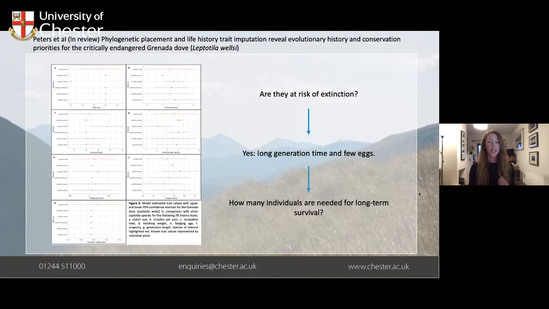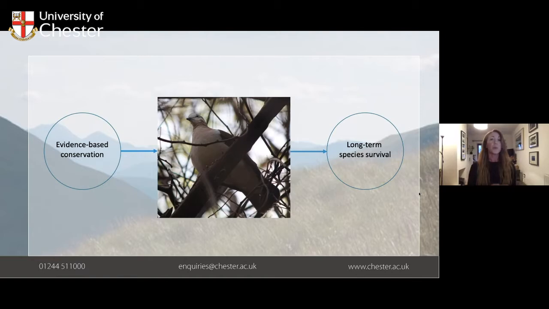So what we want to do next, and she's going to be doing this with a population viability analysis, is say how many individuals are needed for long-term survival of this species. And that way we can set an aim for how to conserve this species in partnership with the Granada Forestry Department. So we're creating evidence-based conservation, which has a much higher chance of creating long-term species survival.